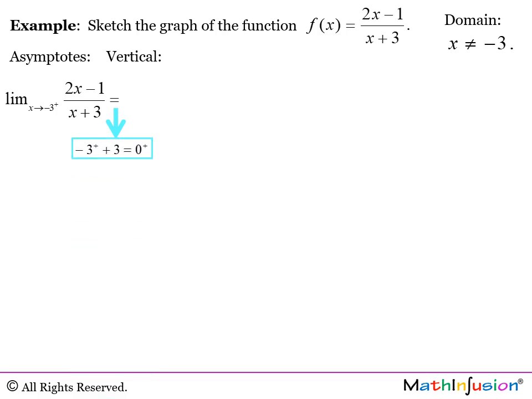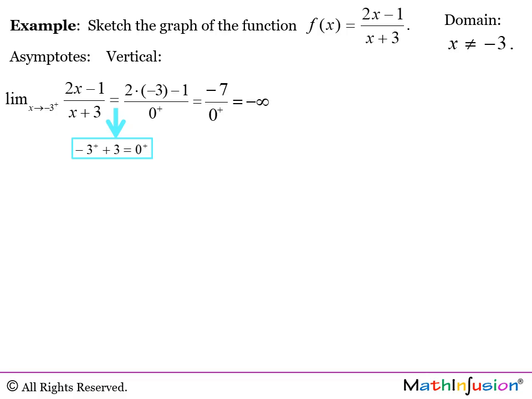On top, we can just substitute negative 3. And we get negative 7 over something very, very tiny but positive. So this is a quotient of negative over a positive, so it's a negative. And also it has to be infinite. And we get negative infinity.